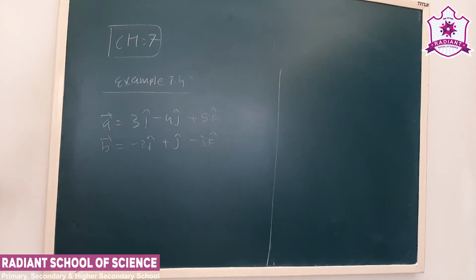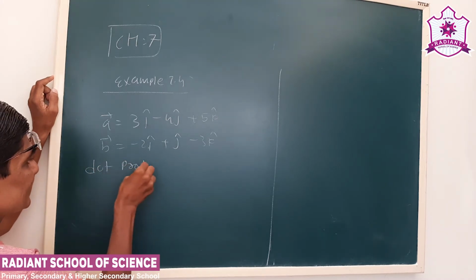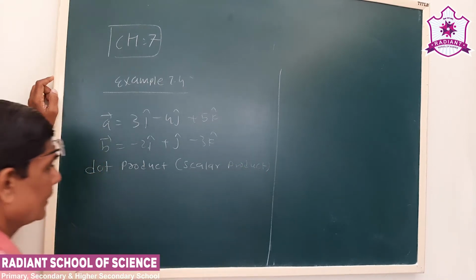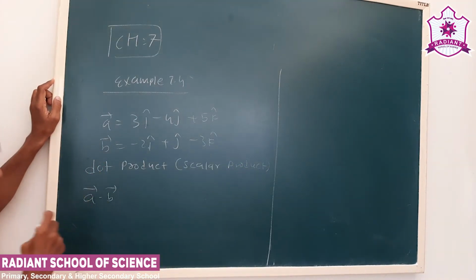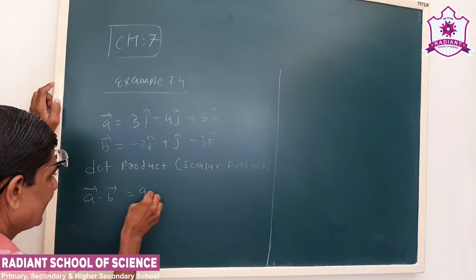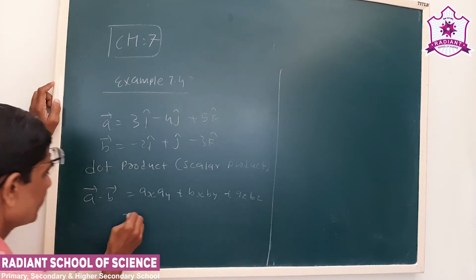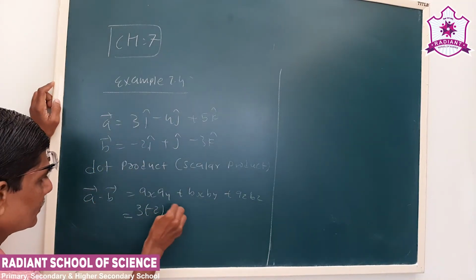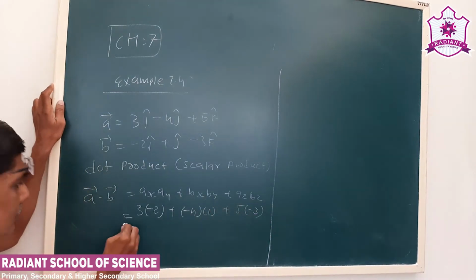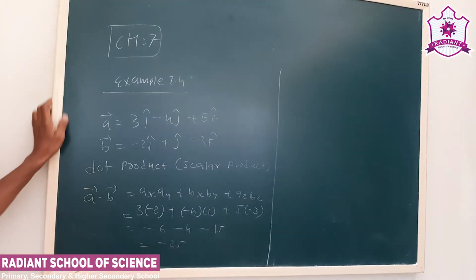Now next is example number 7.4. We have to find out the dot product or scalar product and cross product. First, A dot B. Now this will be AX, AY, AZ, BX, BY, BZ. So the scalar product is AX BX plus AY BY. We can write 3 into minus 2 plus minus 4 into 1, that is minus 6 minus 4 minus 15. So this scalar product we get is minus 25.